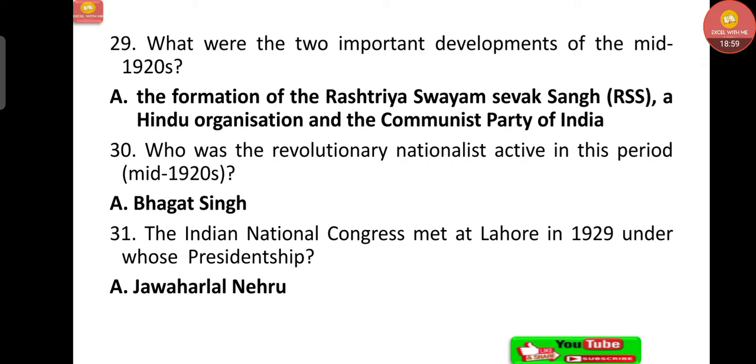What were the two important developments of the mid-1920s? The formation of the Rashtriya Swayamsevak Sangh, that is RSS, a Hindu organization, and the Communist Party of India. Who was the revolutionary nationalist active in this period, mid-1920s? That was Bhagat Singh. The Indian National Congress met at Lahore in 1929 under whose presidency? That was Jawaharlal Nehru.